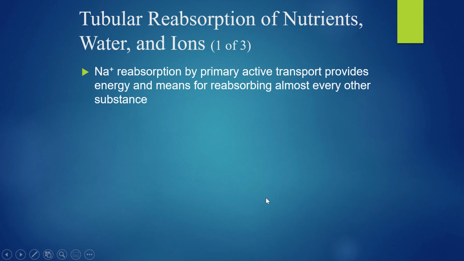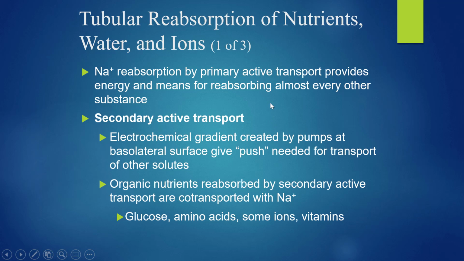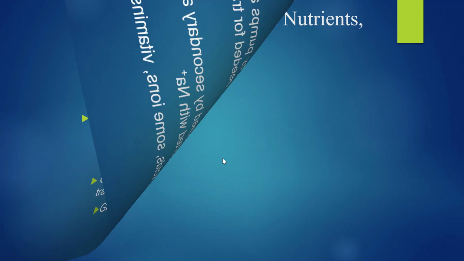Sodium reabsorption by primary active transport provides energy and a means of reabsorbing almost every other substance. They are also reabsorbed by way of secondary active transport, where the electrochemical gradient created by the pumps at the basolateral surface gives the needed push for transport of other solutes and organic nutrients, which would be co-transported with sodium, such as glucose, amino acids, some ions and some vitamins.